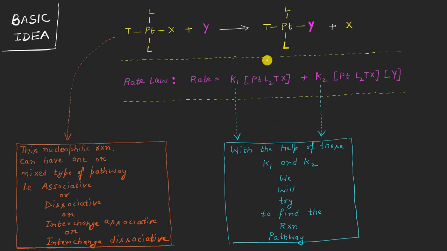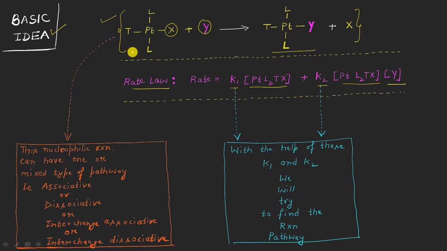And after that, let me give you a basic idea for that same reaction we are talking about from the beginning in this lecture. We know that for this reaction in which the X is going out and Y is coming inside the complex, resulting in the formation of this kind of molecule, the rate law is what? K1 multiplied by the concentration of PtL2TX, and K2 multiplied by the concentration of the starting complex molecule multiplied by the concentration of the Y ligand, right? And now this nucleophilic reaction can have either one pathway out of those four pathways, or it can also have a combination of two or more pathways, right?